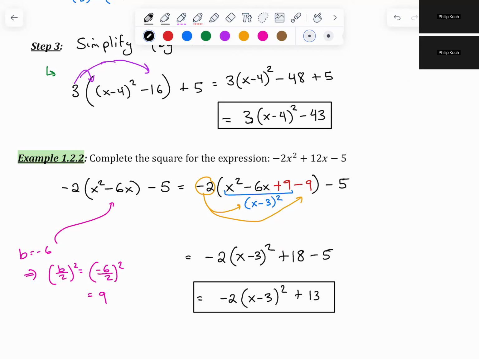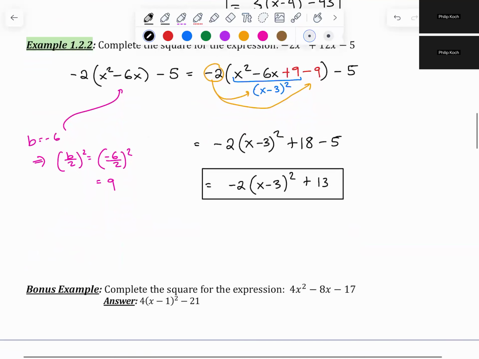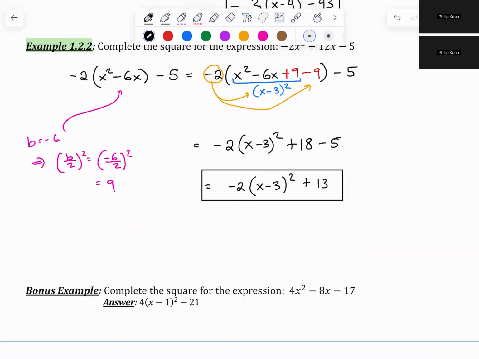And then I distribute the -2 throughout. I get -2 times the quantity x minus 3 squared plus 18 minus that 5 that we don't forget about. And then we get our final answer. So the whole point of this is to get to circles. It's a bonus example. Feel free to do this one at home and check your work. You should get 4 times x minus 1 squared minus 21.